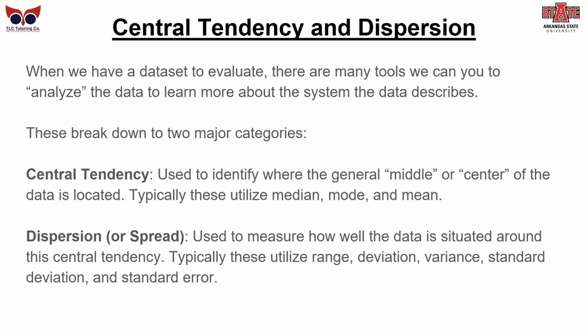Now, when you have a data set to evaluate, there's a lot of tools you can use to analyze that data set and learn more about that data. So we're going to break it down to two major categories. One is just called central tendency. When you want to figure out where is the general middle or center of the data, this is helpful for doing things like median and mode and mean to just see what's a typical middle value.